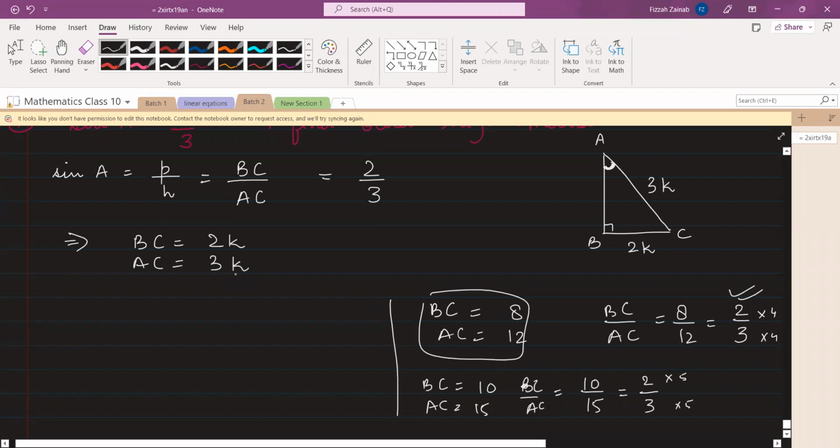So that K can be 1 also, K can be 2 also, K can be 100 also. So BC, let's say, can be 200 and AC is 300, right? And you take the ratio, so you again get 2 by 3, isn't it? So it is always 2 times some number and AC is 3 times some number. I hope you understand now.